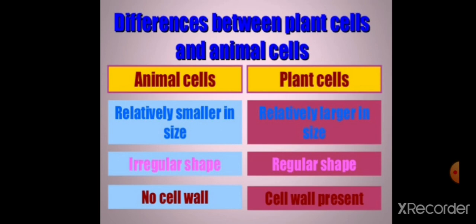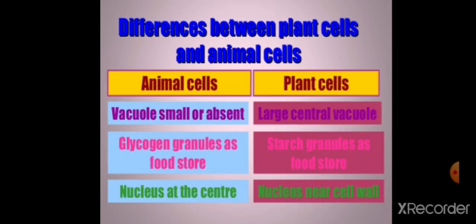The size. Animal cells are much smaller in size than the plant cell. So animal cells are smaller in size. Plant cells are relatively larger in size. Also the shape. Animal cells have an irregular shape, whereas plant cells have a regular shape. No cell wall in animal cells. Cell wall present in plant cells.